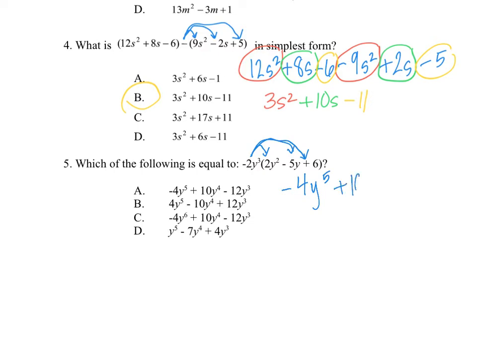plus 10y to the 4th, and then minus 12y to the 3rd. And the option that matches that is A. So that was the first page of this review.